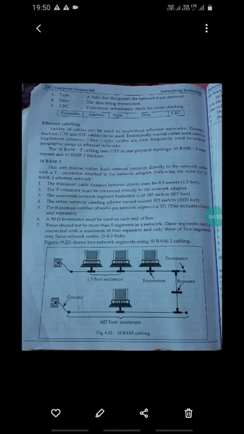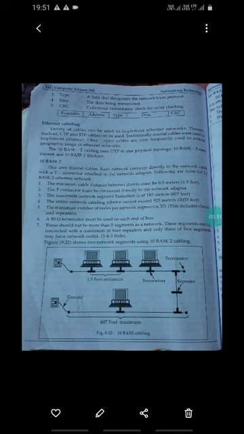The CRC method is mainly used in operating systems also. CRC is the cyclic redundancy check for error checking. It means if an error occurs in the Ethernet frame, it gets checked. Then Ethernet cabling.